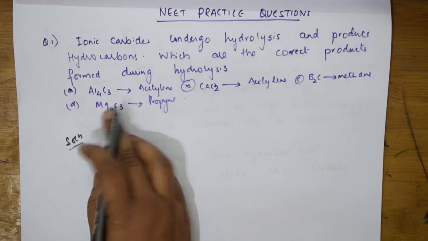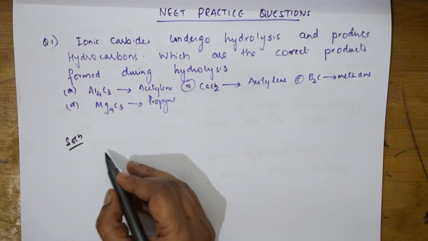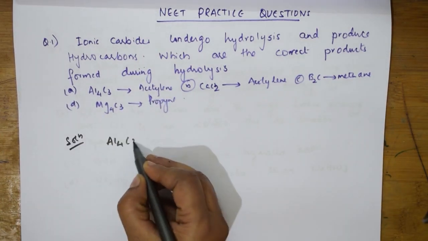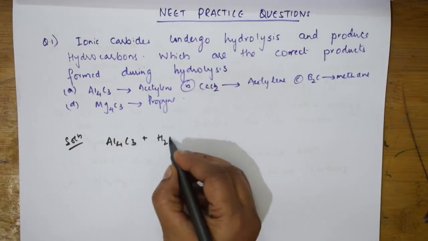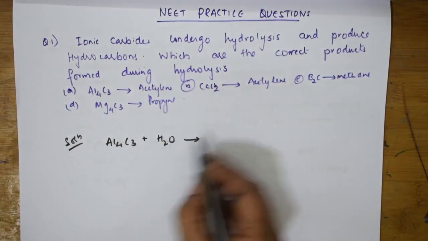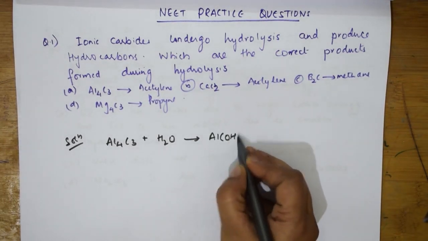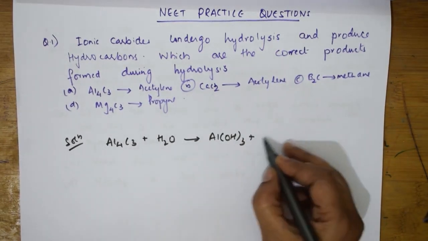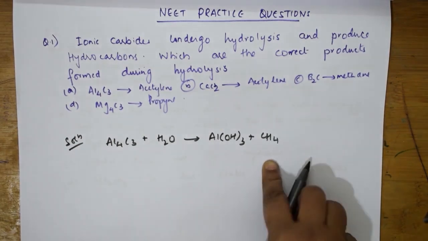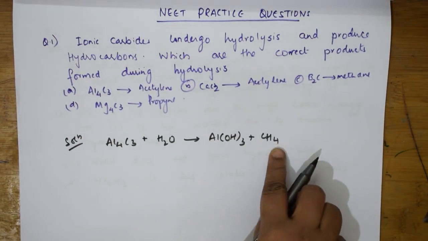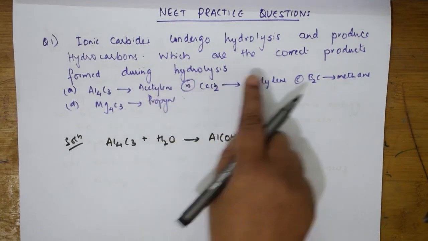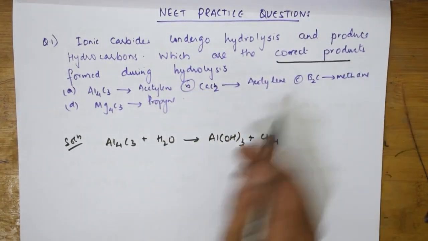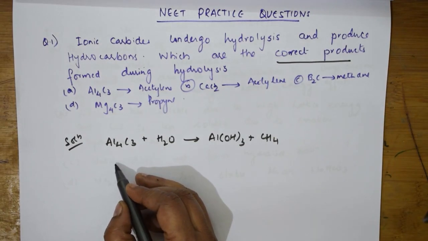The first one, aluminium carbide gives acetylene. So what is the formula? Aluminium carbide, Al4C3, undergoes hydrolysis with H2O, so what will you get? Aluminium hydroxide plus the leftover is methane. So aluminium carbide on hydrolysis gives methane, but they've given acetylene, correct? So this is a wrong option. They want us to give the correct product. This is wrong.